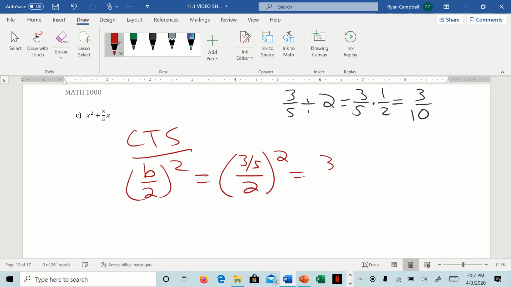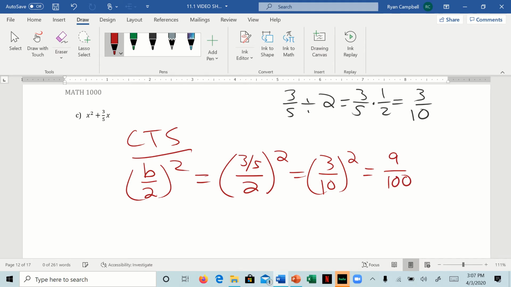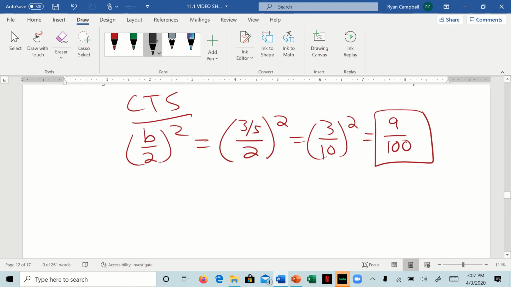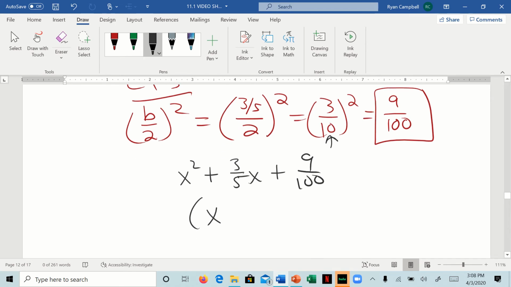So this is the same as 3/10 squared, which is 3 times 3 is 9. 10 times 10 is 100. 9 over 100. So that's the number we're going to add. And then we get x squared plus 3 over 5x plus 9 over 100. So the way we factor it, if you know what number you squared, then that's the number that's going to be in your perfect square binomial.